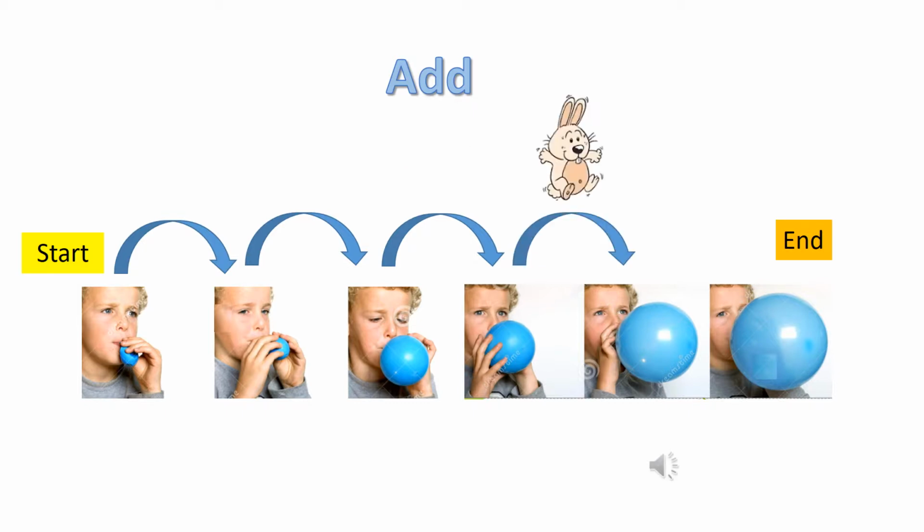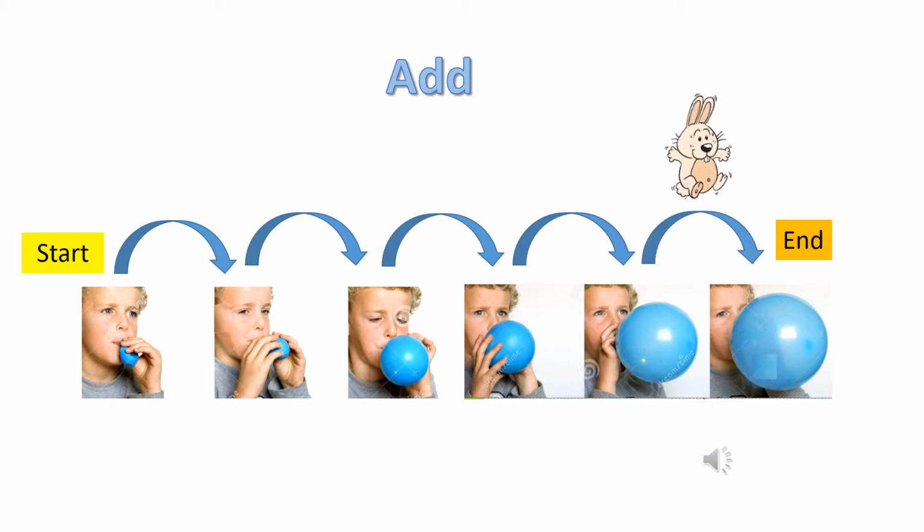Another puff of air, and it gets even bigger. More and more air makes the balloon get bigger and bigger. One more puff of air, and that's as big as the balloon can get. If you put any more air into it, it might pop. So you gave it 1, 2, 3, 4, 5 big puffs of air, and now it's all blown up.